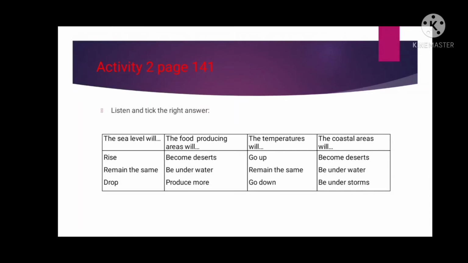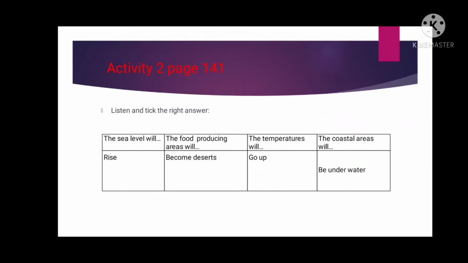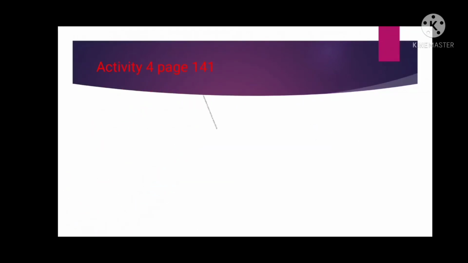Now, since you have heard the listening script, we can move to the correction. So, the sea level will, of course, rise. The food producing areas will become a desert. The temperatures will go up, and the coastal areas will be underwater. Now we move to task 4, page 141.